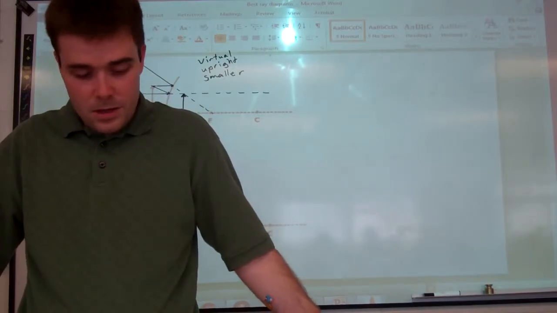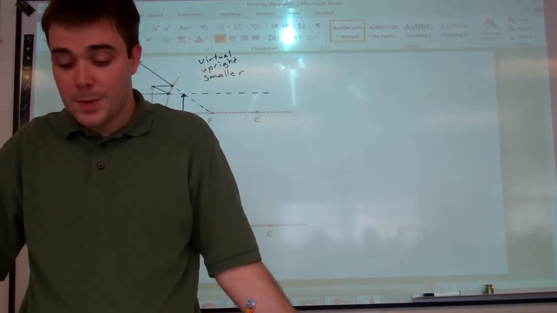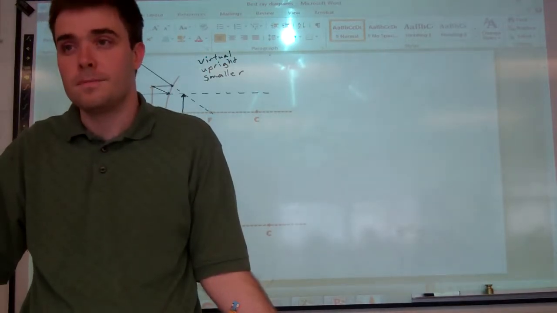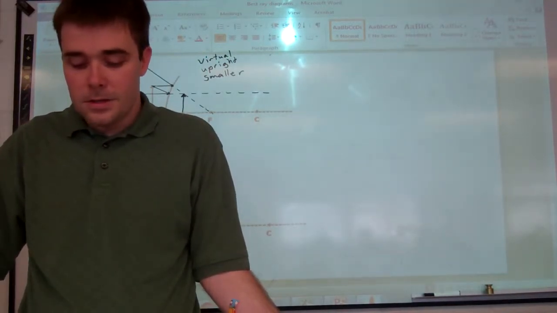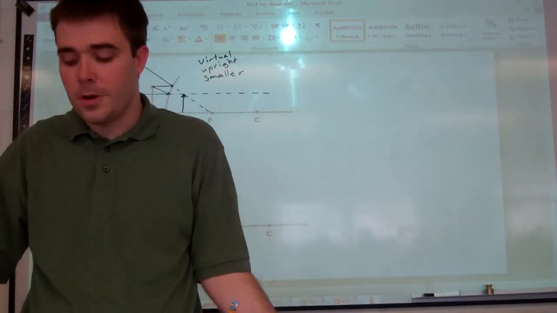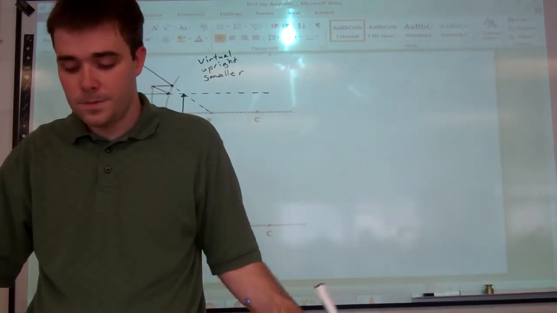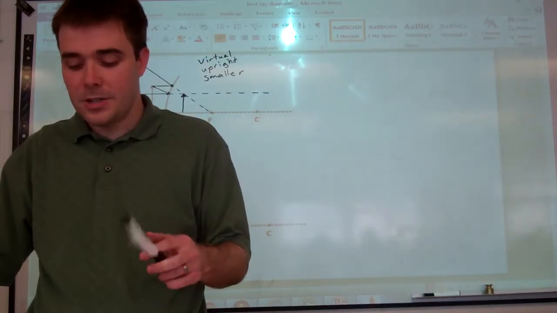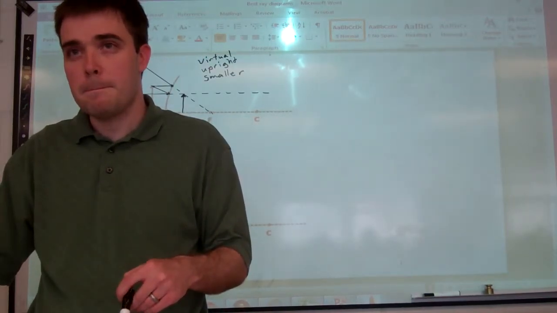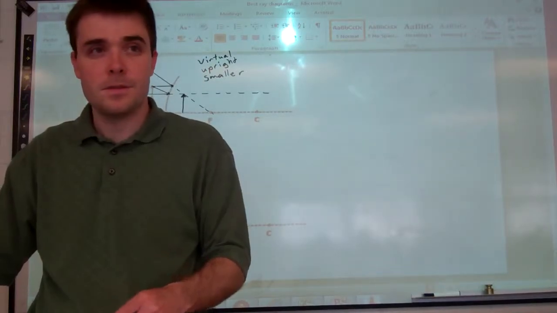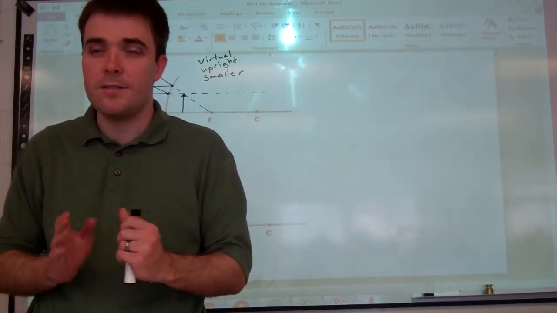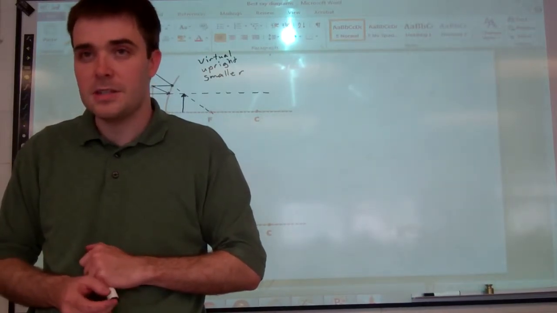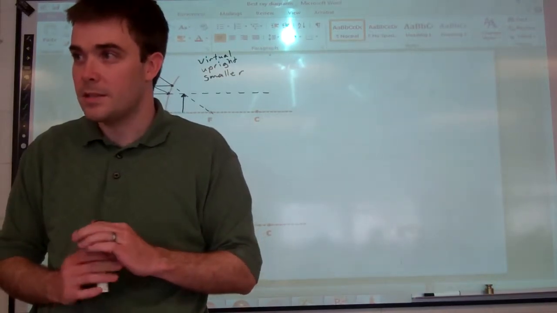Number 1, when an image forms behind the mirror, we call it a virtual image. Number 2, when an image forms in front of the mirror, we call it a real image. Number 3, a mirror that focuses light onto a point is called a concave mirror. So the concave mirror focuses light onto a point, the convex mirror spreads it out. So a mirror that disperses light in all directions is a convex.